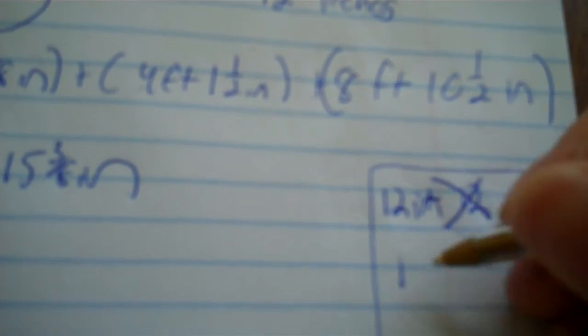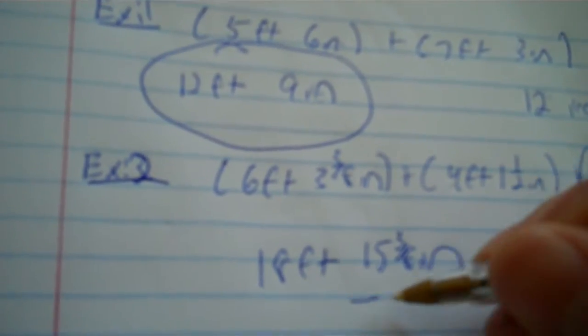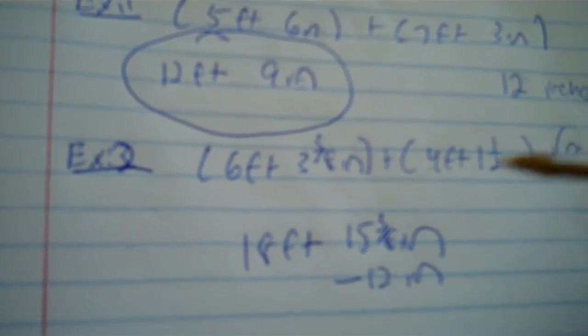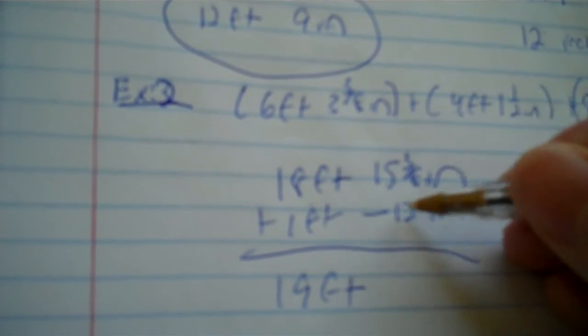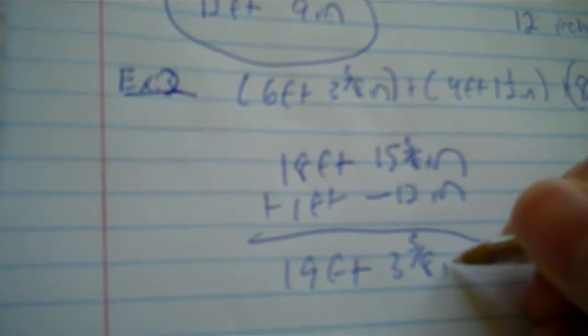Now, what do I do with this 12? Well, I put 12 inches, and then under it I put 1 foot. What I need to do is subtract 12 inches from there and add that to this as 1 foot. So that's 19 feet, and that would be 3 3/8 inches. So that's what it's talking about by regrouping.